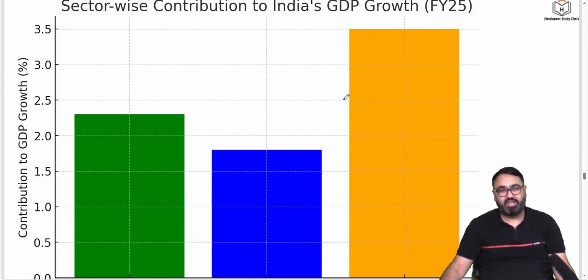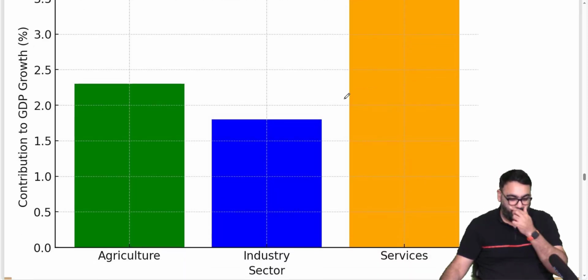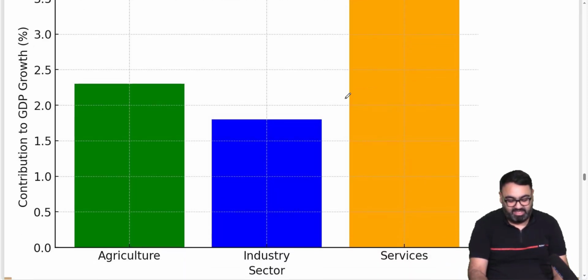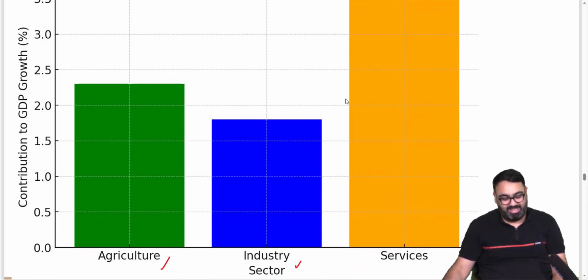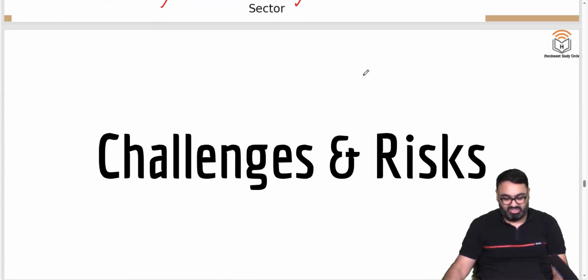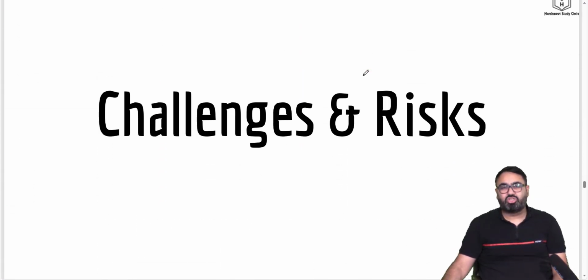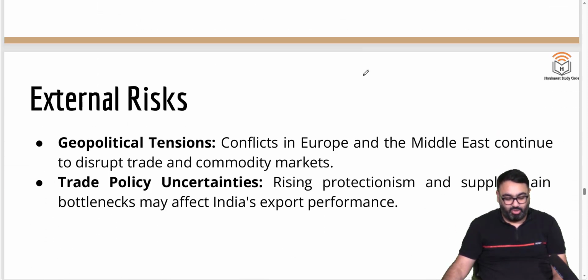This is how our GDP has been growing in terms of the three sectors: services, industry or manufacturing, and agriculture. The biggest contributor is services, and then it comes from agriculture, then it comes from manufacturing, that is the industry sector. The survey also talks about what are the challenges and the risks that we are facing in our growth.